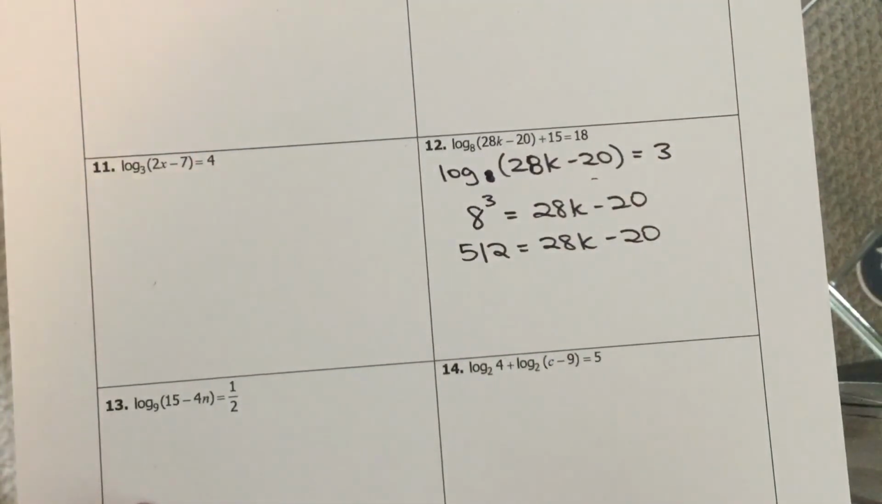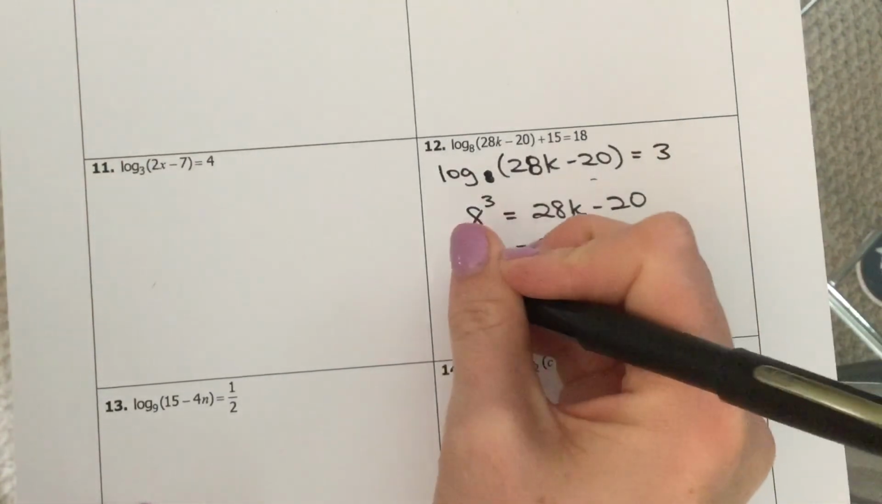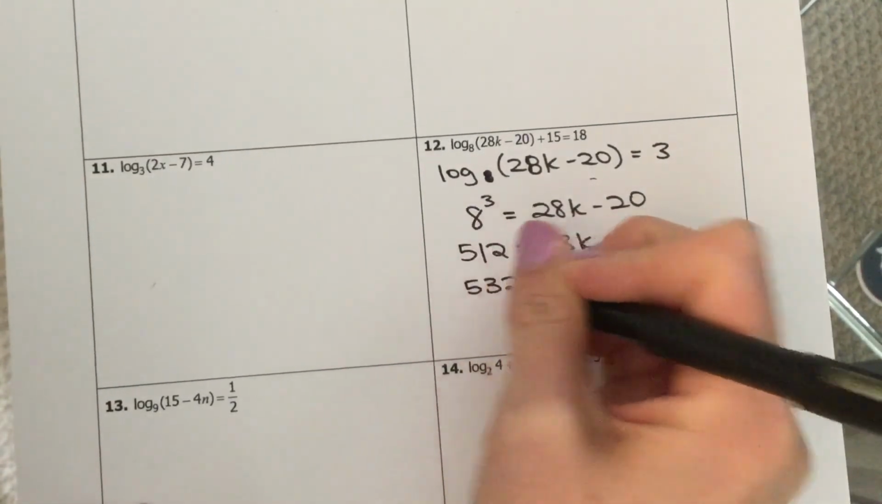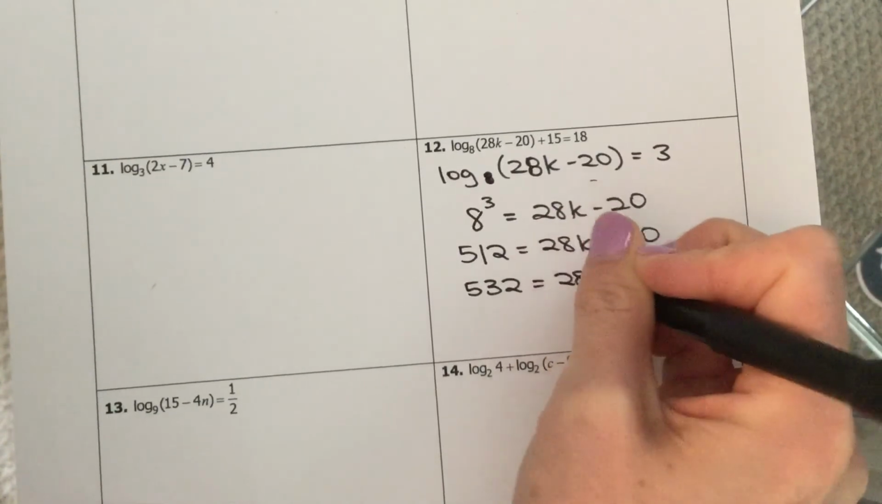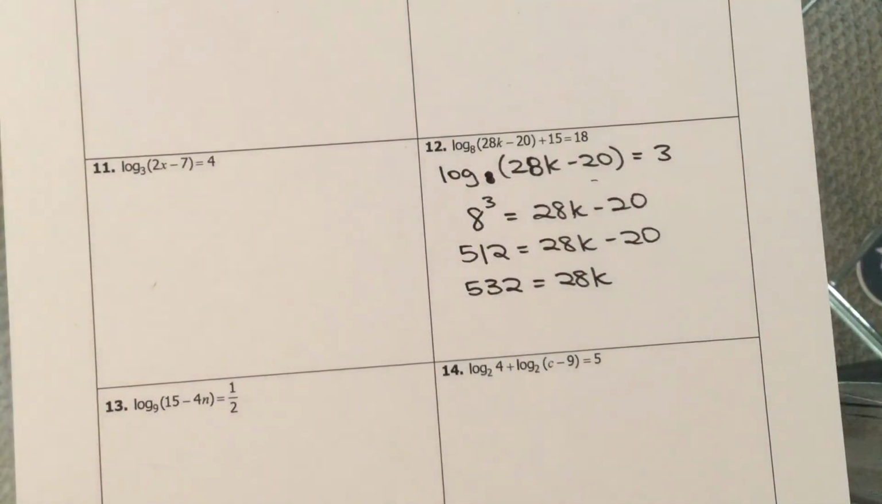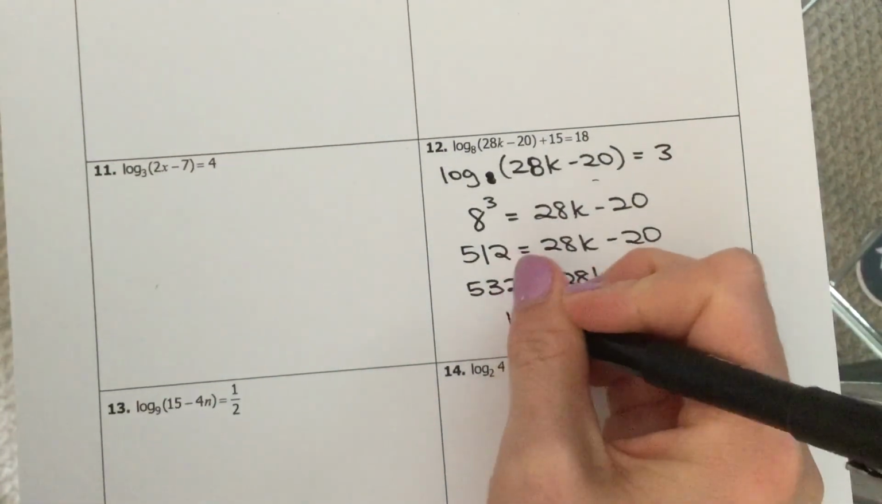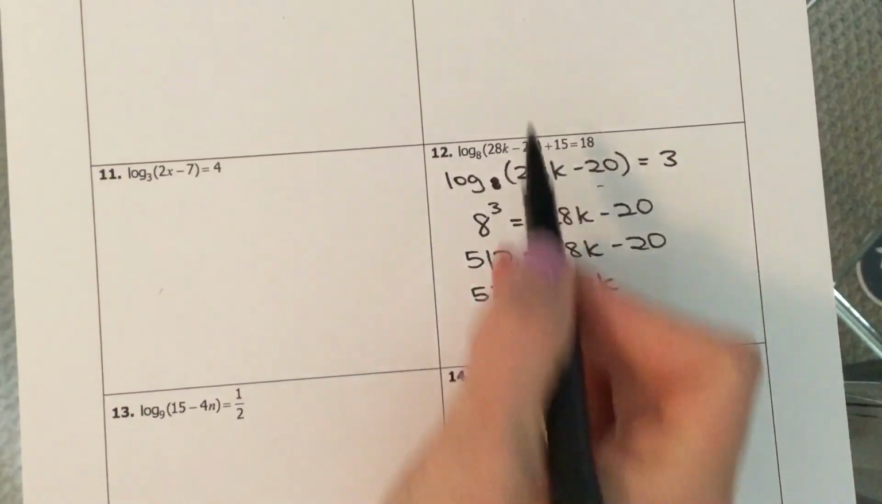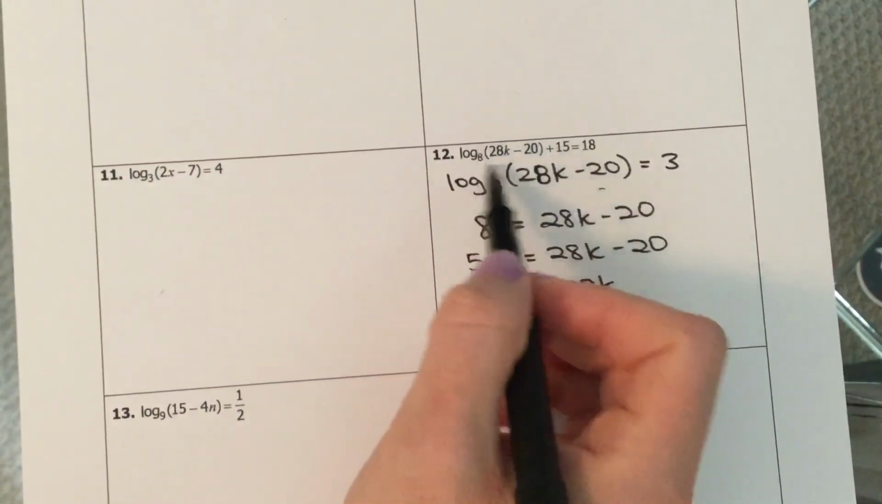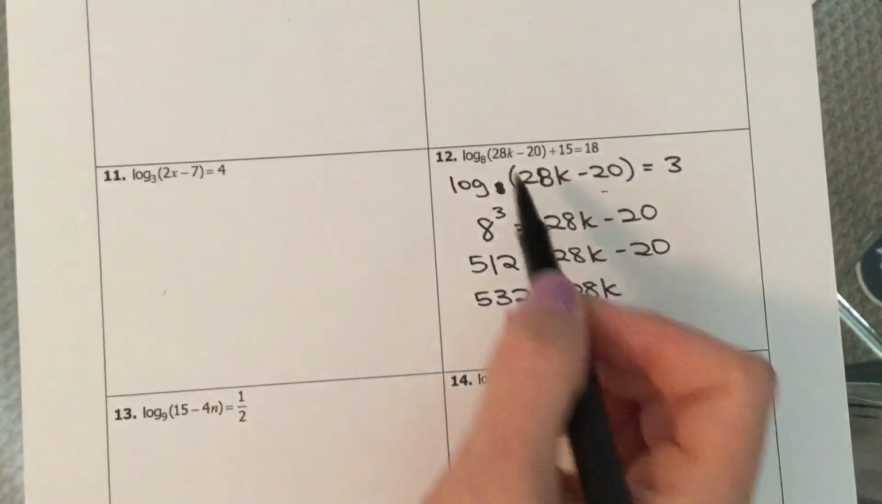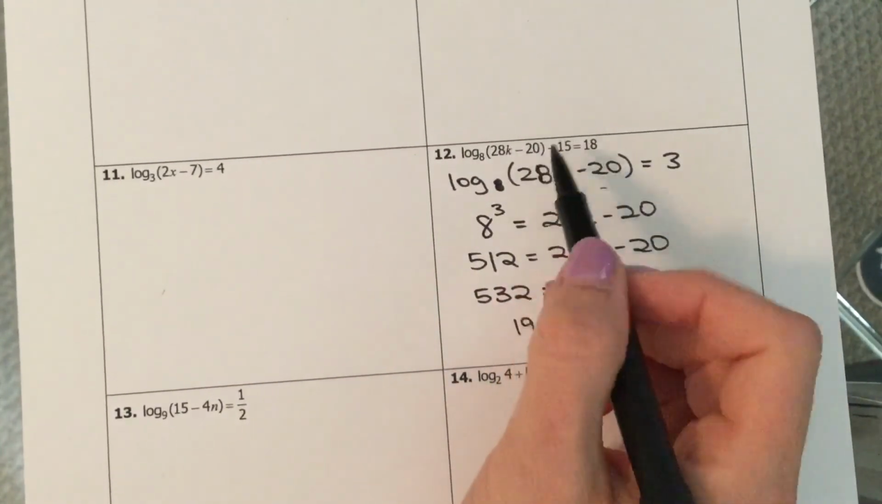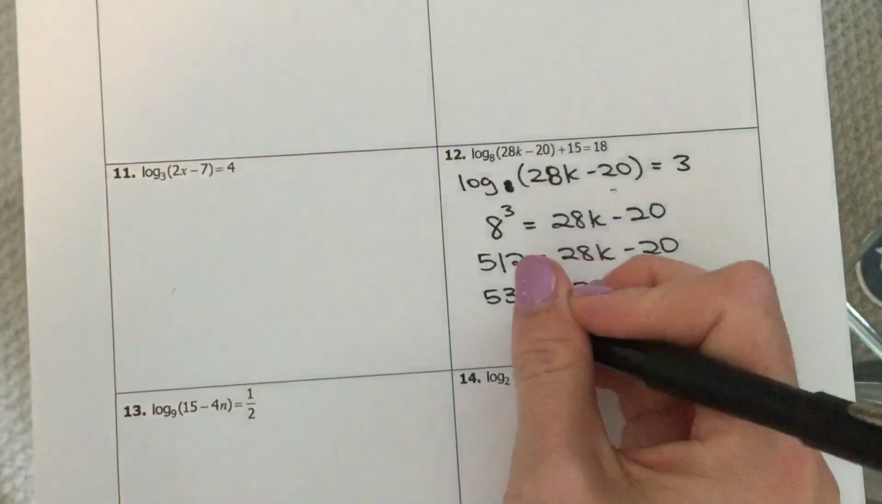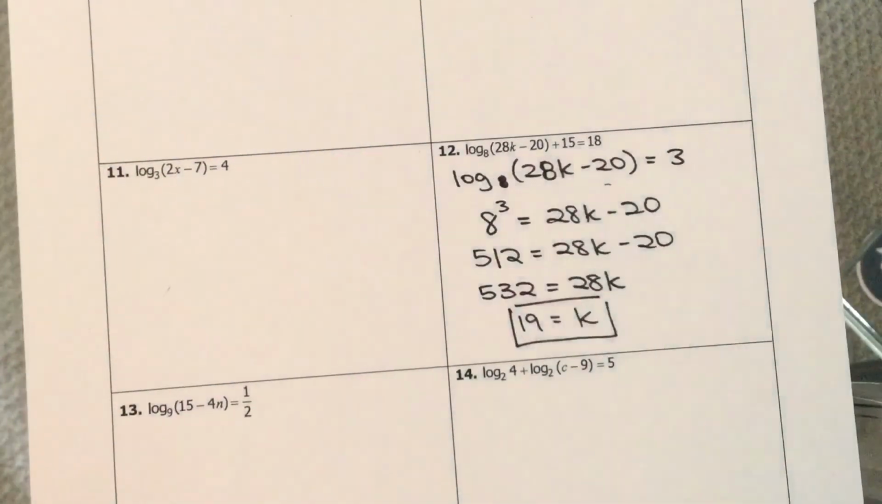I'm going to add 20 to both sides. So 512 plus 20 is 532 equals 28k. And then I'm going to divide 532 by 28, and that gives me 19. Check for extraneous solutions, which means subbing the 19 back in and making sure that this expression comes out to be a positive one. So 28 times 19 minus 20, definitely a positive number. So this answer checks out and it is not extraneous.